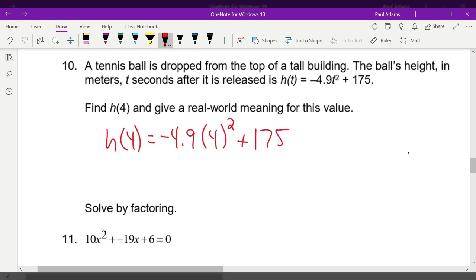You should have been able to just type this entire situation into your calculator. All right. But remember, order of operation. It's going to do 4 squared first, then times by negative 4.9, then add 175. H of 4 is going to be 96.6 meters, and that's the height after 4 seconds.